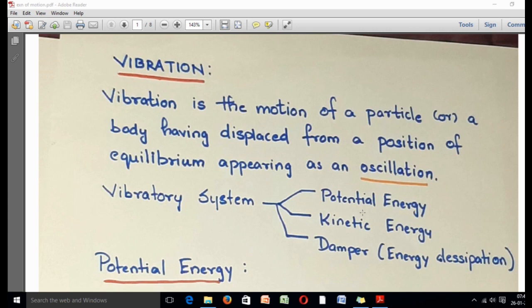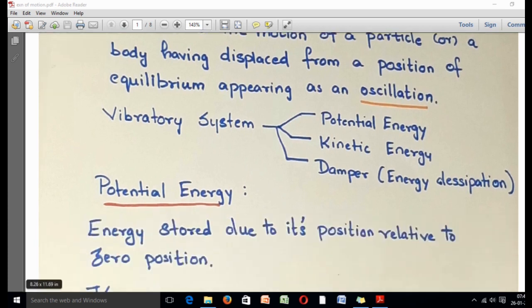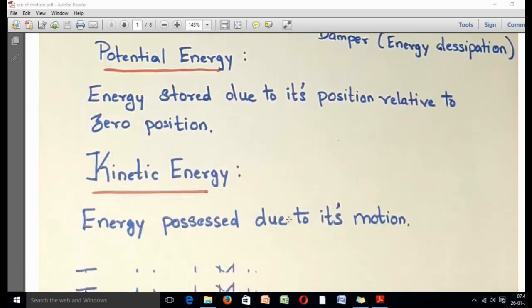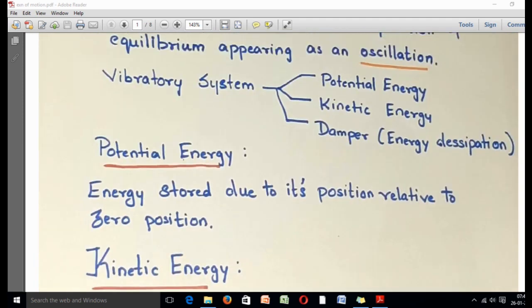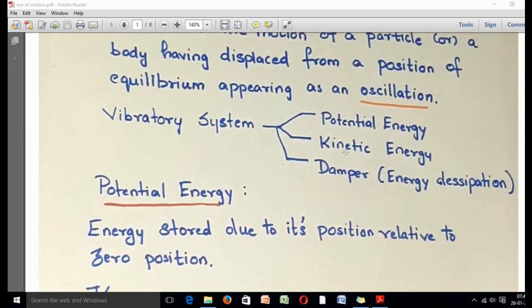So what is potential energy? The energy stored due to its position relative to the zero position. So when a body is displaced, the energy is stored in the form of potential energy, and the energy possessed due to its motion is called kinetic energy. So there we have potential energy and kinetic energy, and I've already told you what damping is. Damping is the mechanism by which the energy is gradually lost.